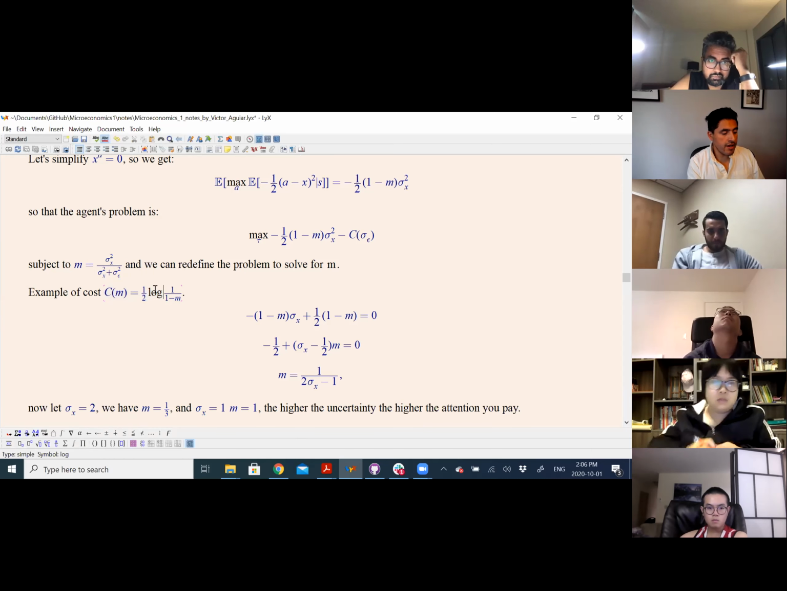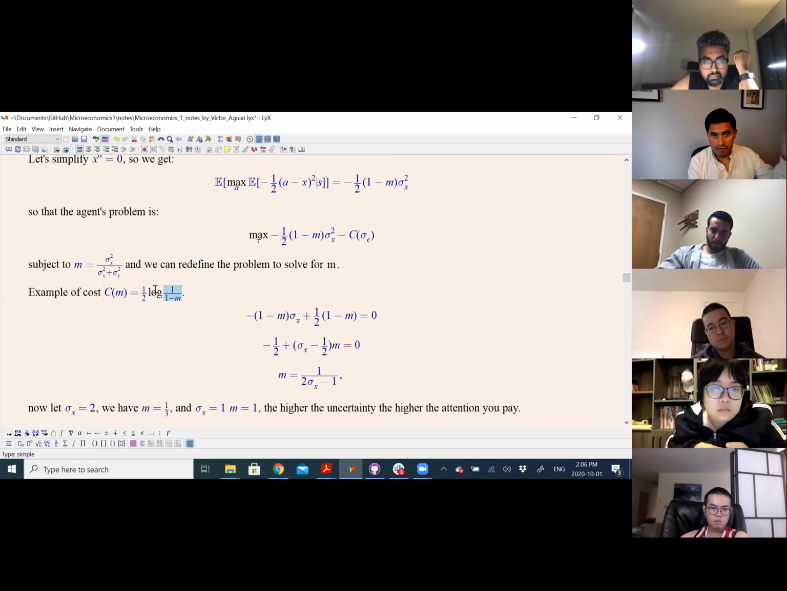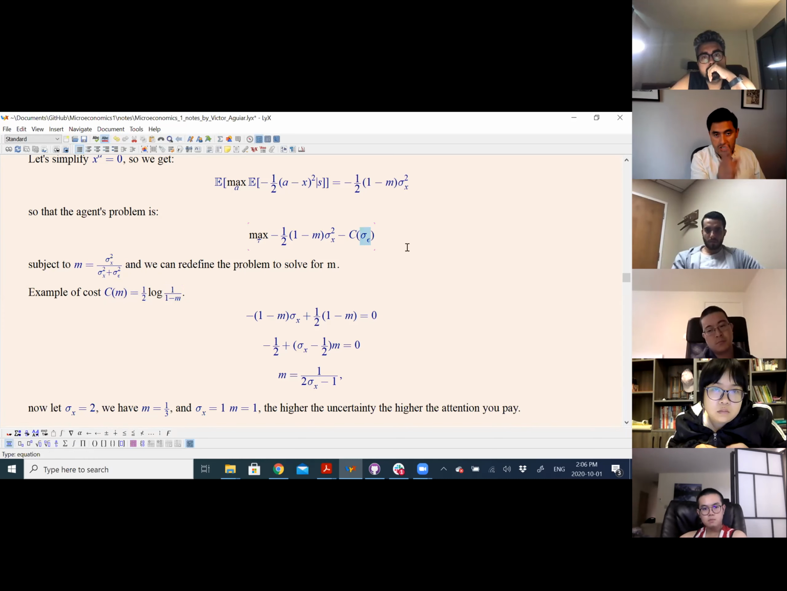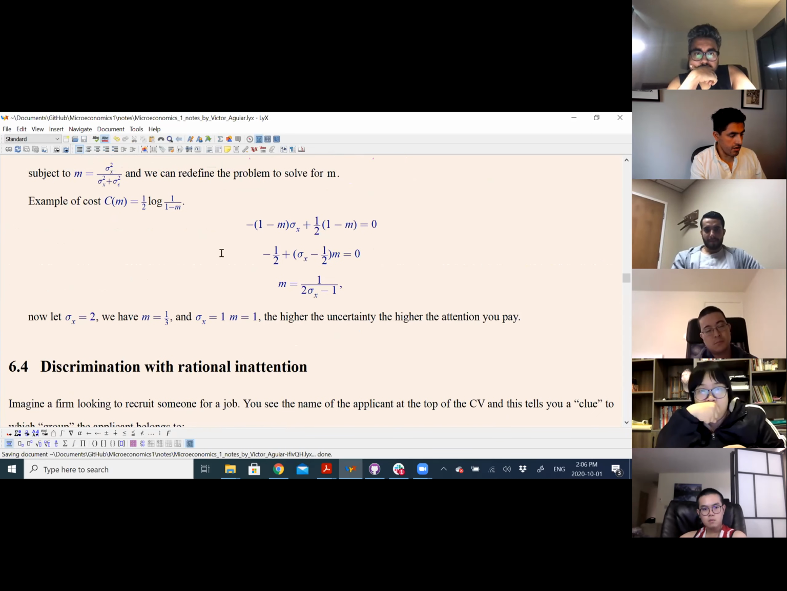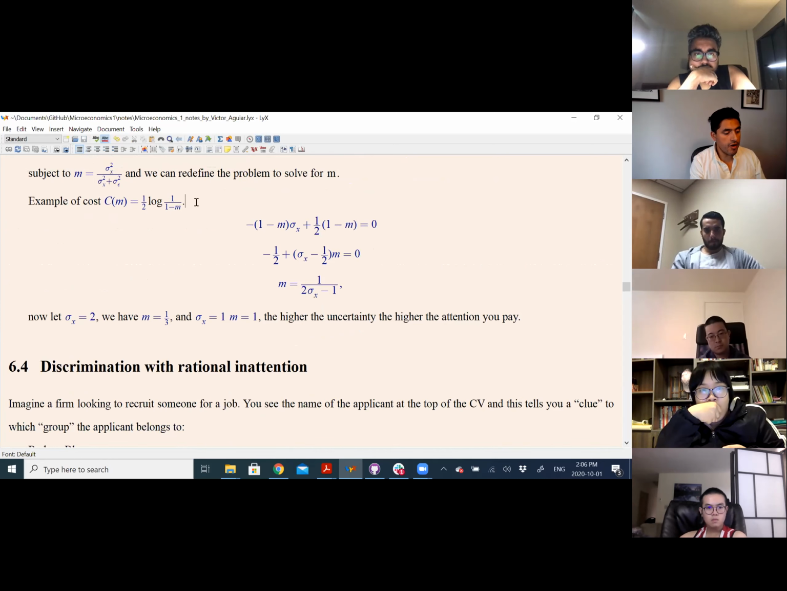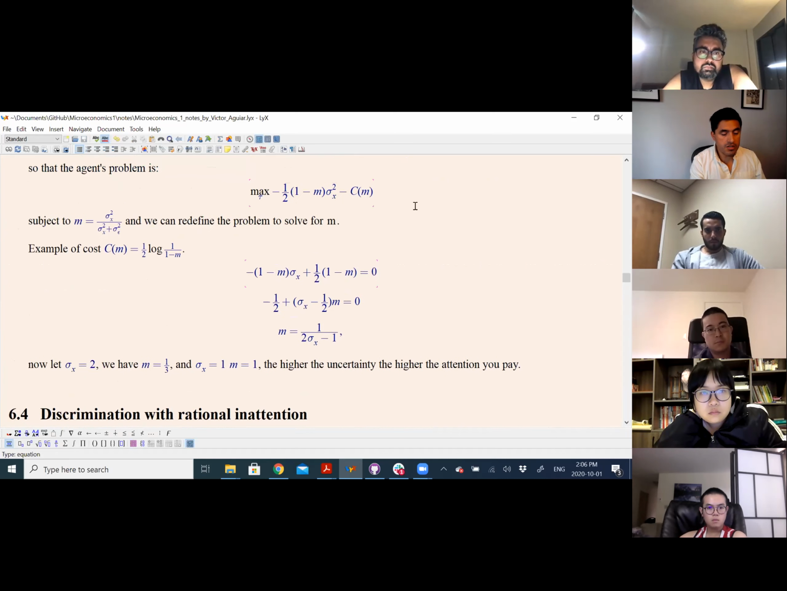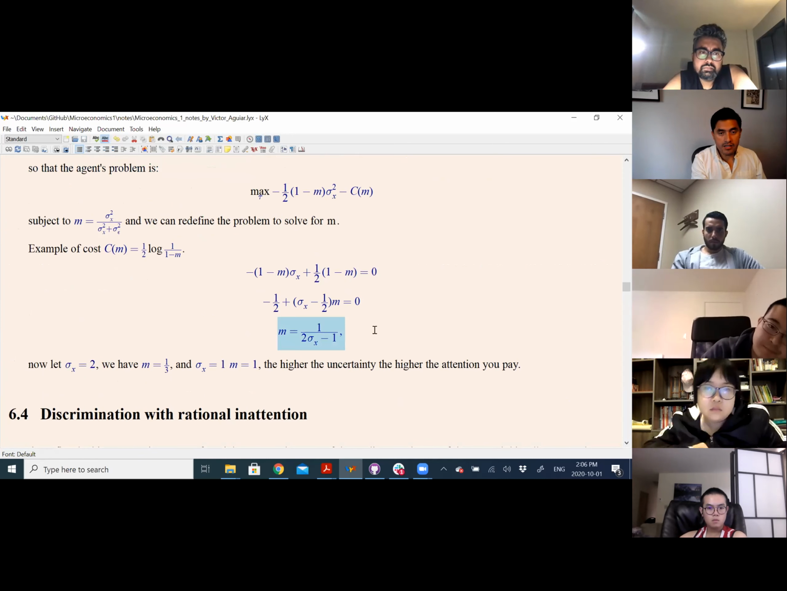So for this particular case, I can define everything in terms of M. As you can see, this object can be redefined by another C that depends on M now. Okay, and this cost here is going to be 1/2 log 1 over M. So you can verify it's convex, the derivative has the correct sign, take first order conditions. This is a particular example, and I get an M that is 1/2 sigma x minus 1. So let's study some implications.